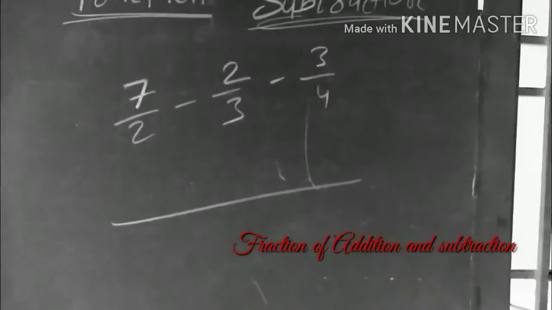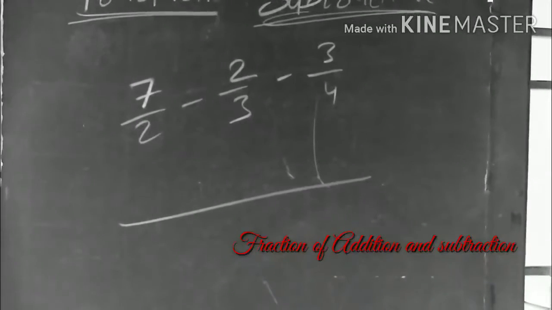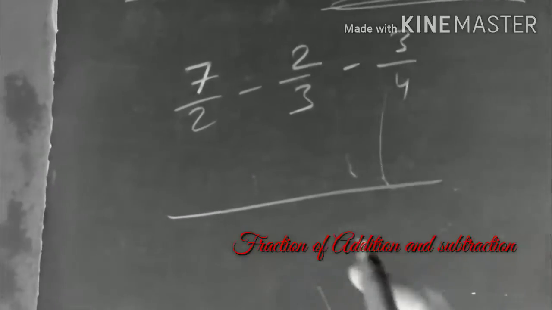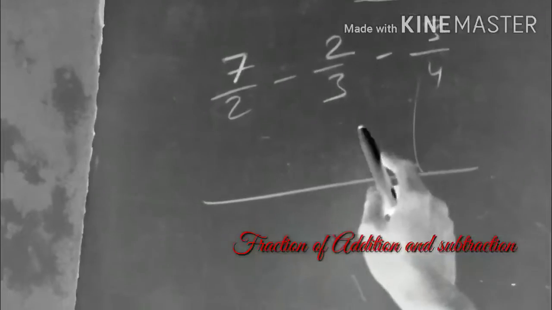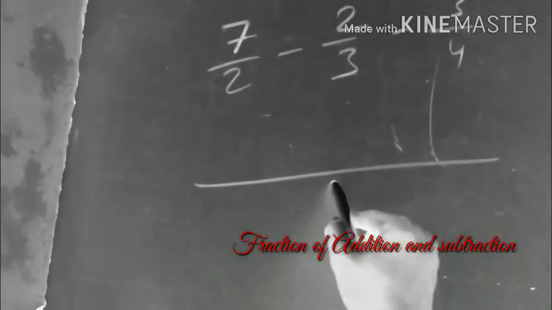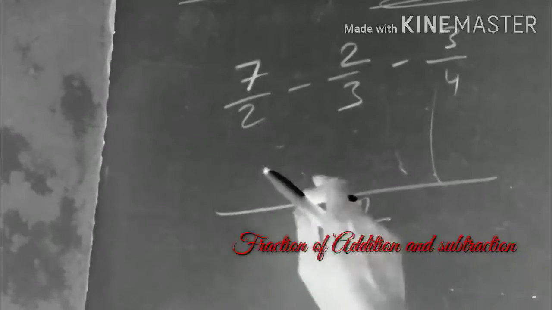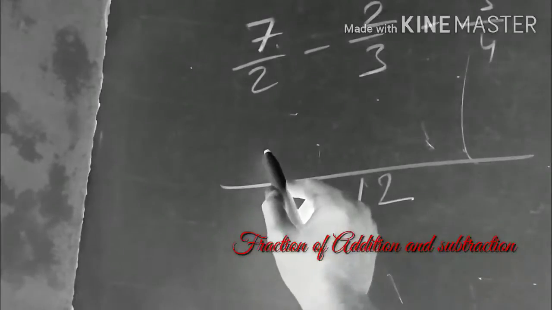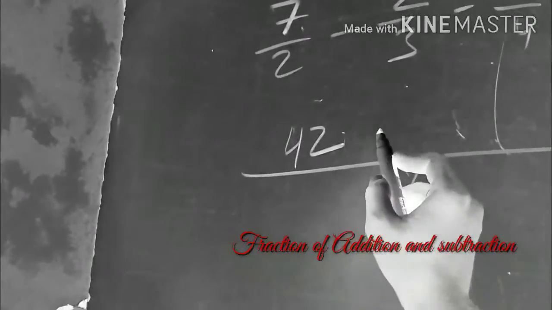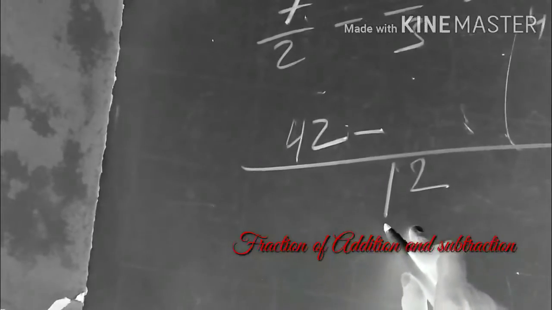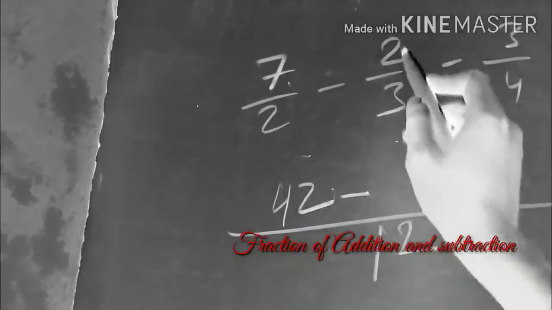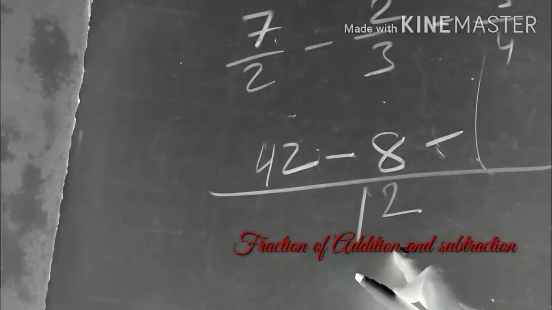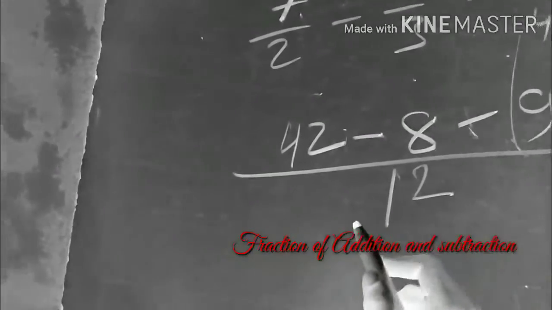This is our third example. 7 by 2 minus 2 by 3 minus 3 by 4. So we have to look at the LCM of 2, 3, 4. How much will come? It will become 12. 12. So 2 divided by 12 is 6. 6 multiplied by 7. How much? 42. 42. Minus and minus. 3 divided by 12, 4. 4 multiplied by 2, 8. Minus 4 divided by 12, 3. 3 multiplied by 3, 9.